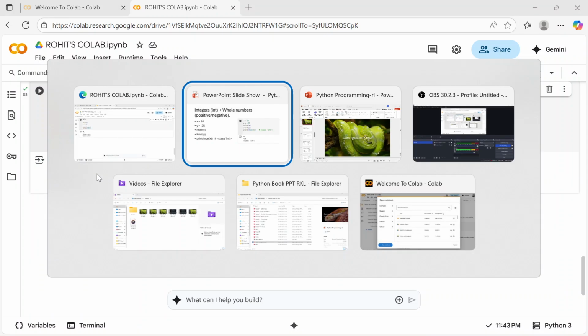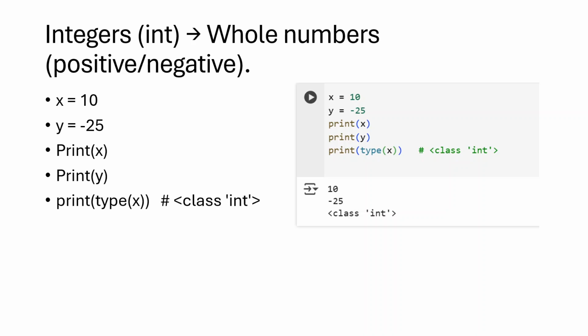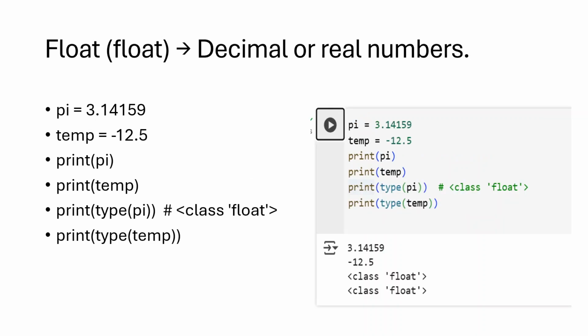So again, an important thing: the first data type is integer. Always remember, whole numbers from minus infinity to plus infinity. If we are assigning any such value to a variable, and we need to check it, we just need to write print x or print y. And also if we want to check the data type, we need to write print, bracket, type, again bracket, x value or y value.